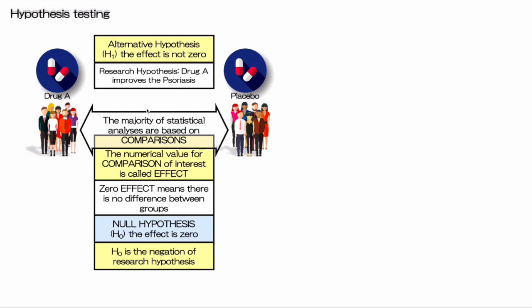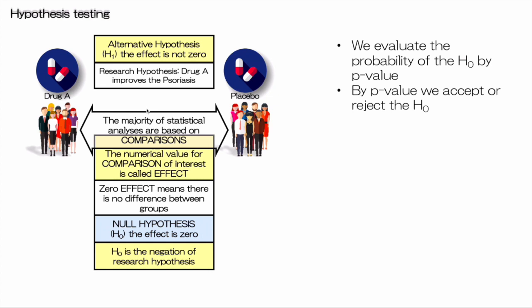And if we want to test it, and the zero effect, as I said, means there is no difference between placebo and drug A, we can use the p-value. P-value is the probability of the null hypothesis. And by p-value, we accept or reject the null hypothesis.